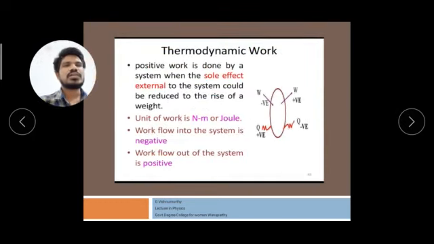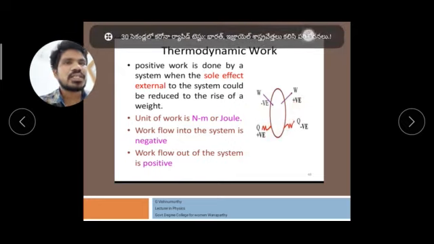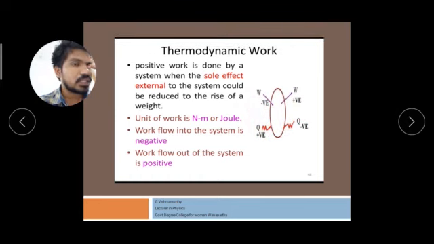And next we will go to thermodynamic work. The positive work is done by a system when the sole effect external to the system could be reduced to the rise of a weight. The unit of work is Newton meter or joule. Work flow into the system is negative, and work flow out of the system is denoted as positive. Here you see this figure shows the thermodynamic work.